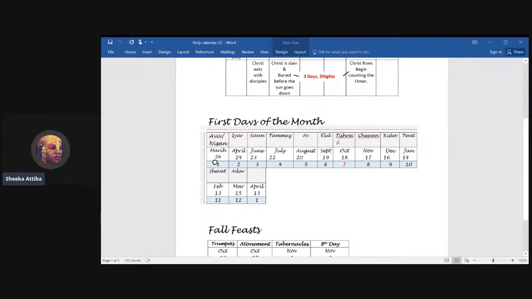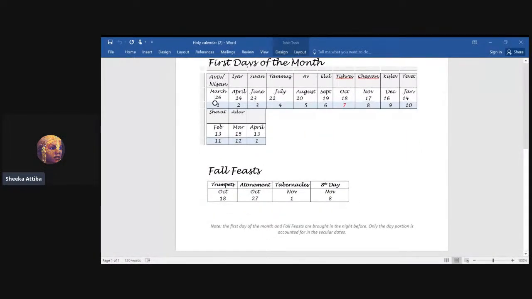And then we get to the 7th month, and this is where we have our fall feast right here. And then we keep on going. And I keep on going because I want to see if the year is a 12-month year or a 13-month year, because you would have a second Adar if it was a 13-month year. So fall feast, you have trumpets, which is October 18th. See the matching dates, October 18th. Atonement, the 27th. And I think you're counting 10 days from there. And then Tabernacles, November 1st.